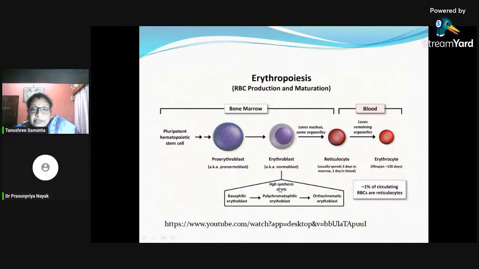See here, it's written over here. See the synthesis, hemoglobin synthesis starts over here. So this erythroblast from here, it is basophilic. Here it becomes polychromatophilic, and then it is orthochromatic. And because this reticulocyte is the transit stage from the bone marrow to the blood, about 1% of the circulating RBCs are nothing but reticulocytes. I hope this will recapitulate and help you to understand the process.